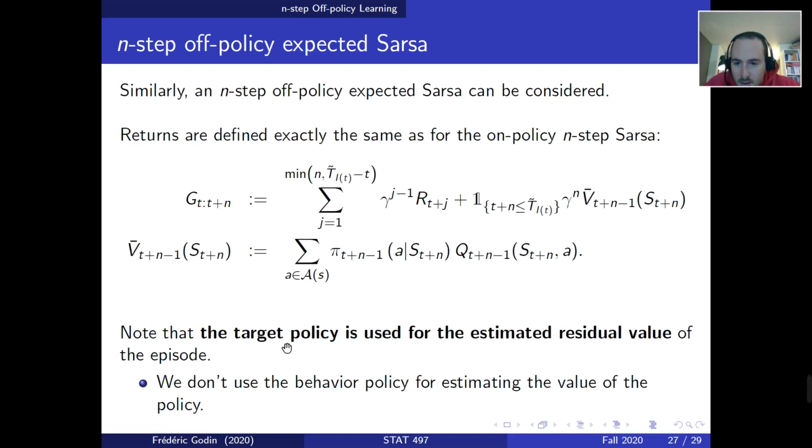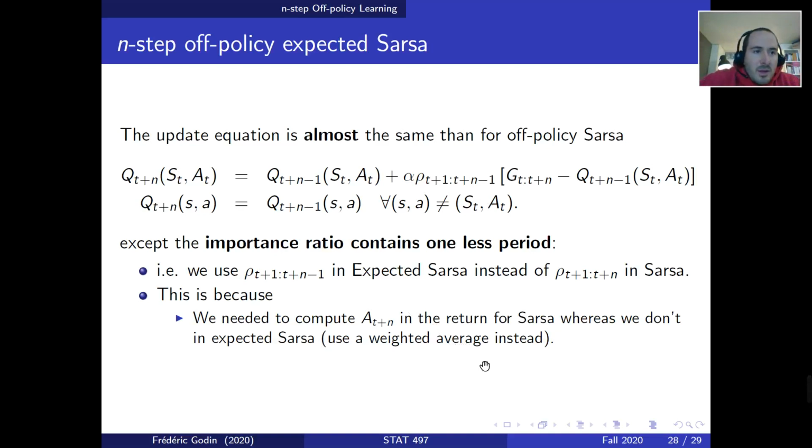So I'm just reading the note here. We don't use the behavior policy for estimating the value of the policy. Okay, so here it's because this is the q function which estimates expected rewards under the target policy and not under the behavior policy. So why is this note here? It's because you might be thinking, are these pi the probabilities under the behavior policy or the target policy? But this is really probabilities under the target policy, not the behavior policy. So it's really a pi, it's not a b here.